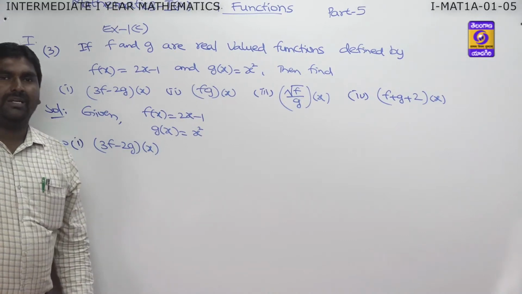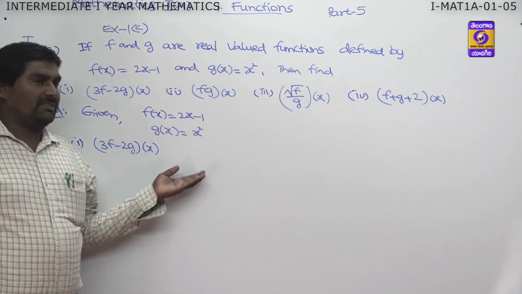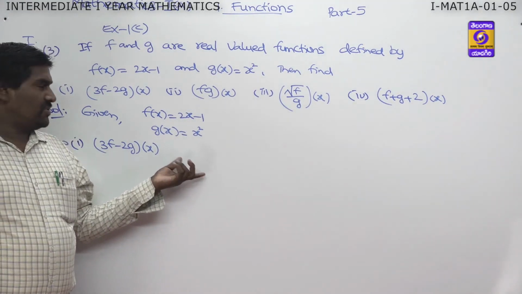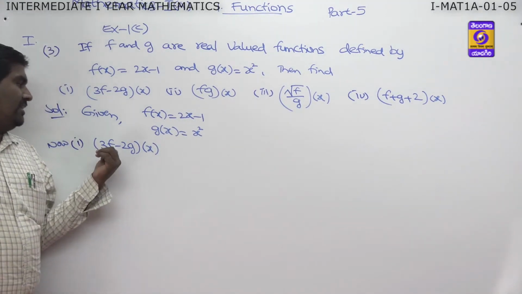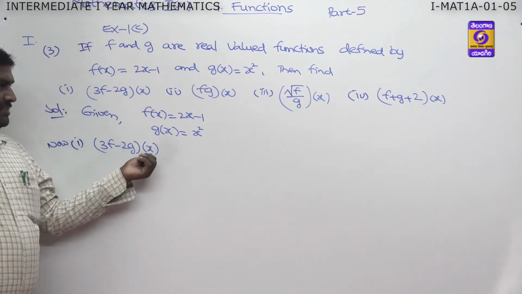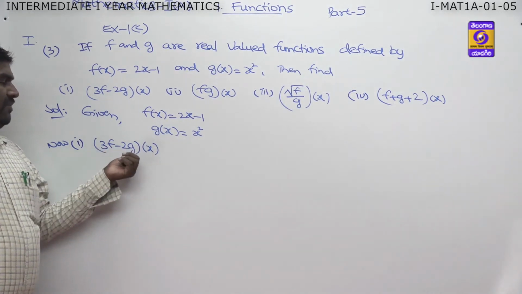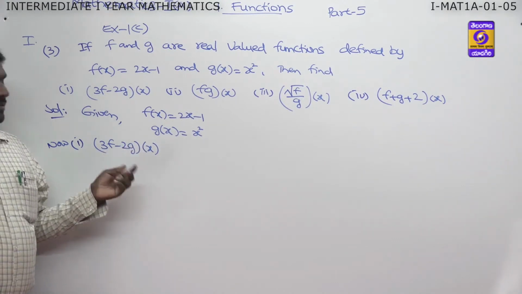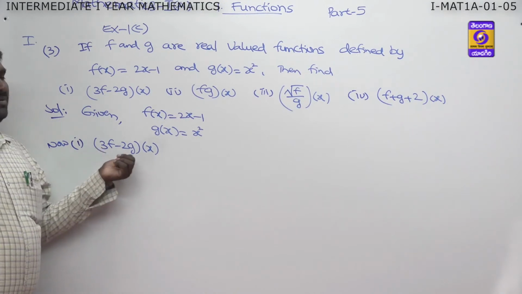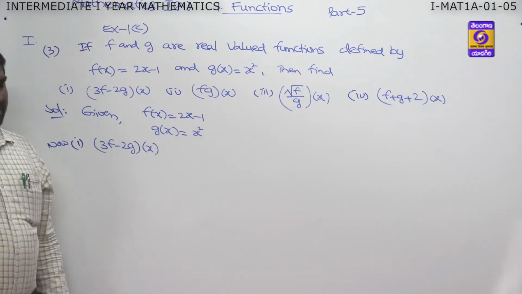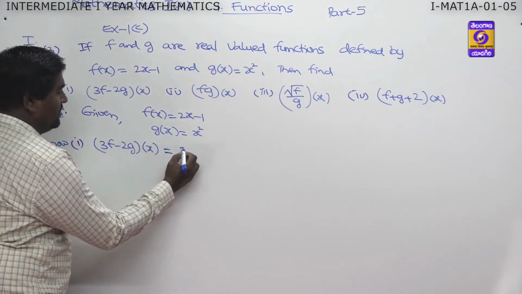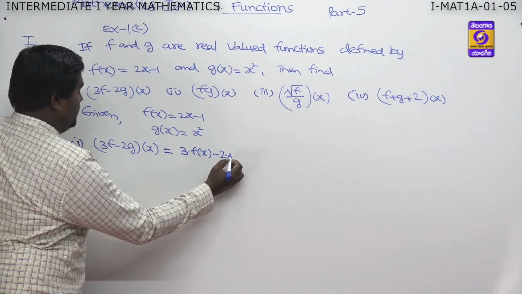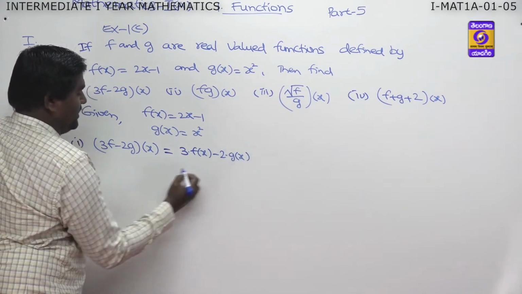Recall the theorems related to algebra of real valued functions. It is 3 into f of x. 2g of x is nothing but 2 into g of x. Here c is the constant. C into f of x is c into f of x. It is nothing but 3 into f of x minus 2 into g of x.